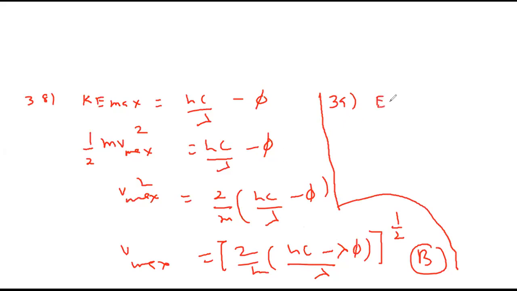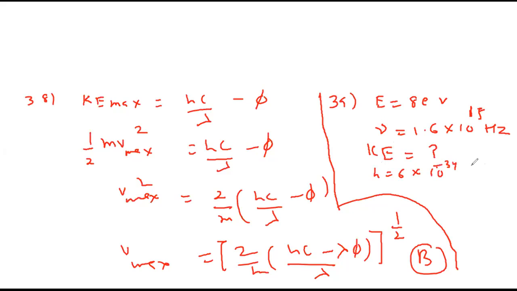A photon of energy 8 electron volt is incident on a metal surface of threshold frequency 1.6 into 10 raised to 15 hertz. Then the kinetic energy of the photoelectrons will be how much, in electron volt? Take h as 6 into 10 raised to minus 34 joule seconds. So if I find the work function in electron volt from the threshold frequency, then energy minus work function is called kinetic energy.